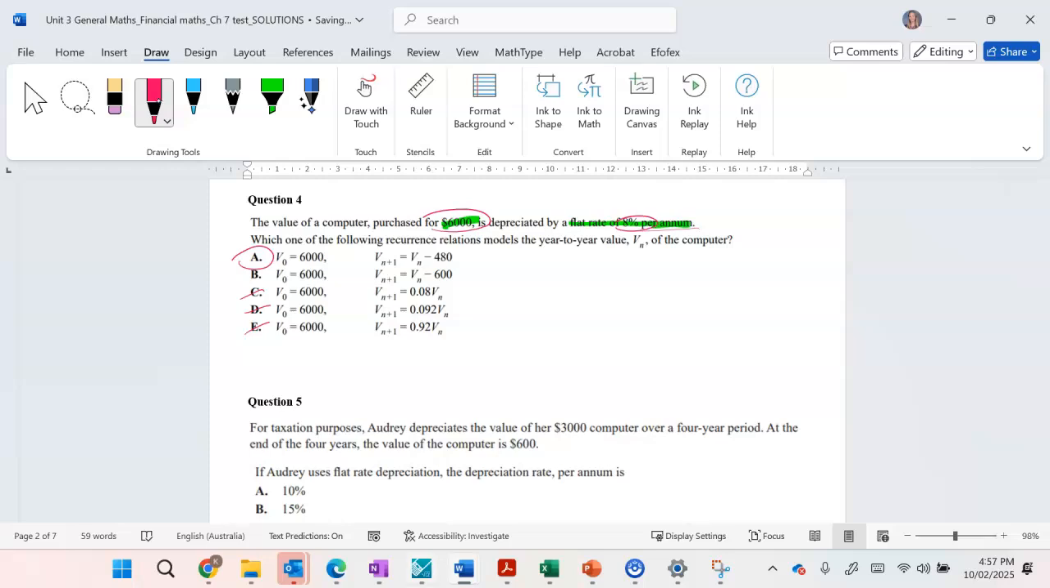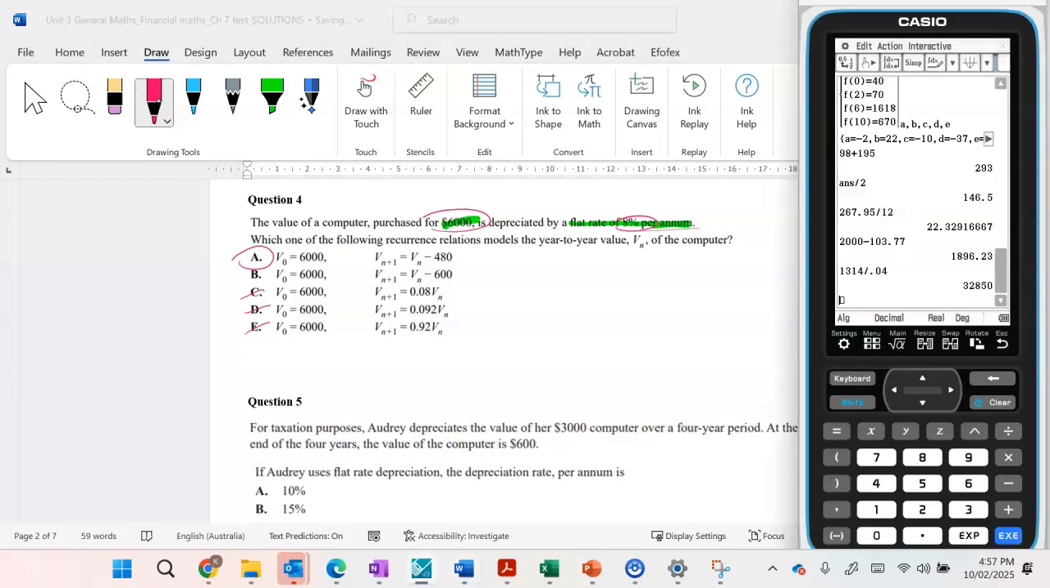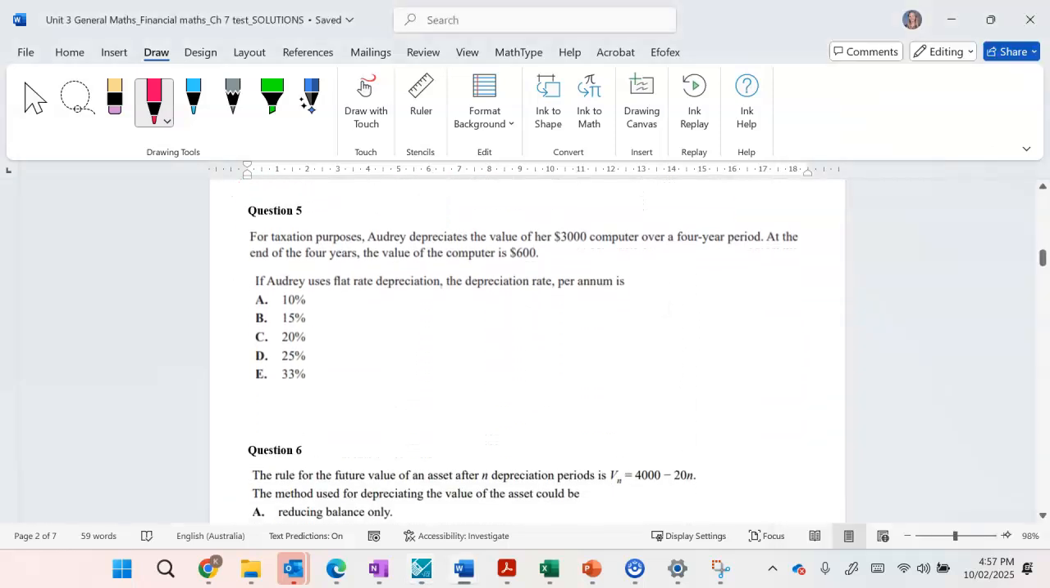of 6,000, and I know it's going to be 480. Let's clear that. All right, so we take the 8%, divide it by 100 to turn it into a decimal. That's what I was about to write before, but I just wanted to show you how to get that. And then we multiply that by 6,000. So there's your 480. Answer is A.